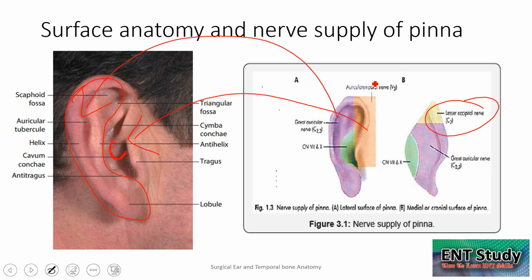The nerve supply of the pinna is important for us to know in order to administer regional ear blocks or while anesthetizing the ear when coming across external ear injuries. They can be lacerations or road traffic accidents or any kind of injury to the external ear.